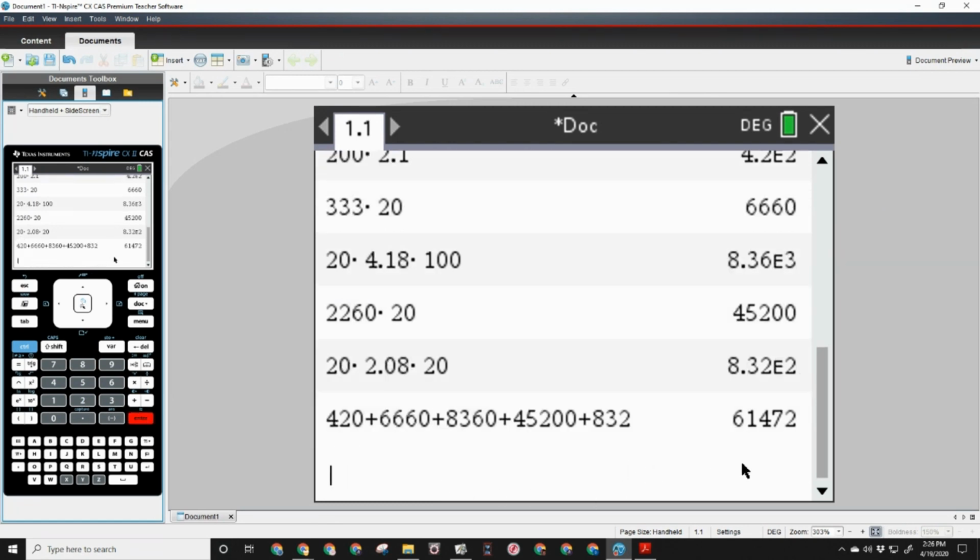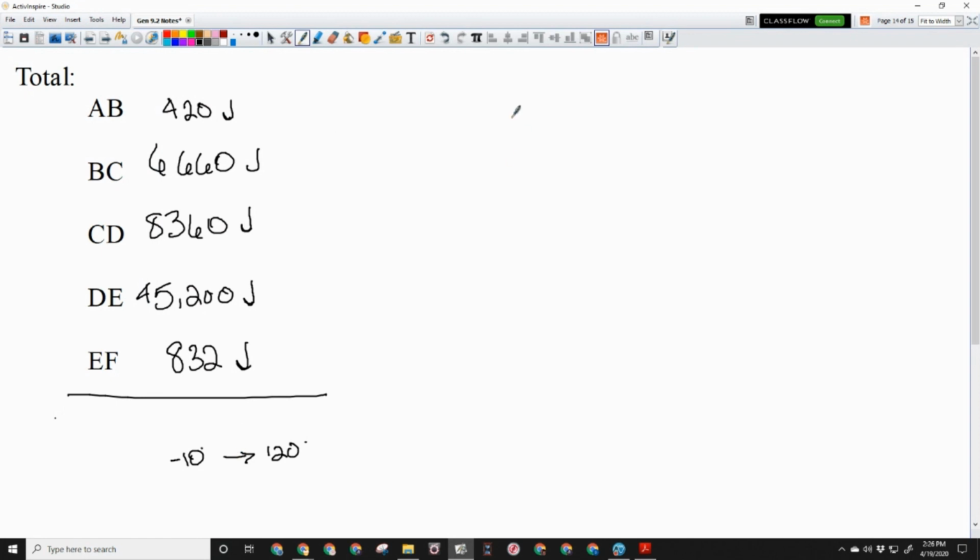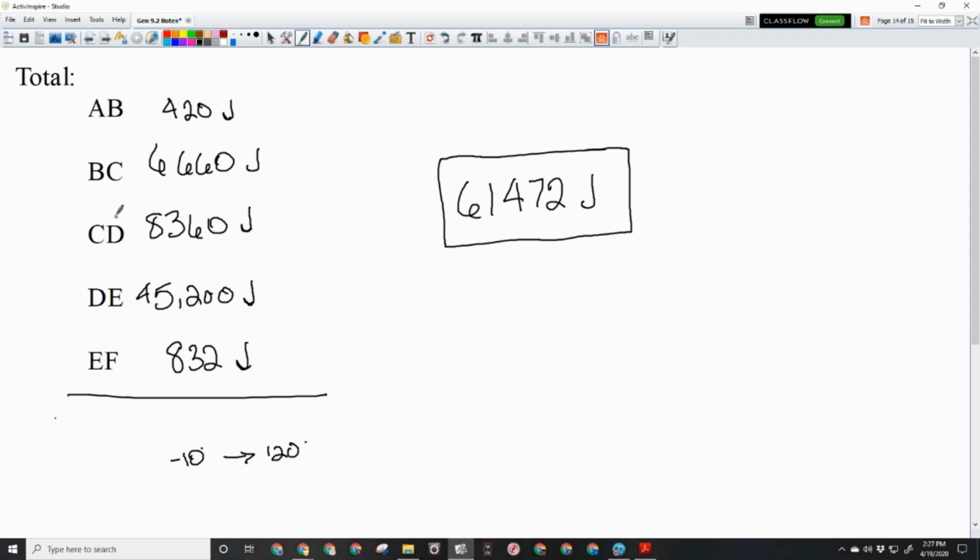All right, so the total energy is 61,472 joules. All right, now I want to show you something here. Which phase or which segment took the most amount of energy?